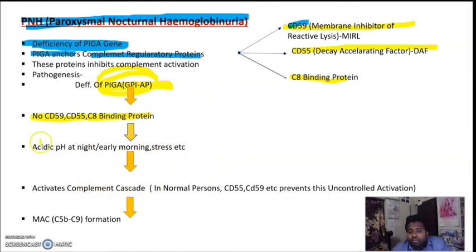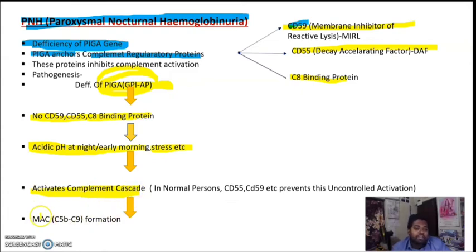So what happens late at night or during early morning? Blood pH sometimes reduces. That can activate your complement system, or stress, infection and other factors can activate your complement system. So there will be no CD55 and CD59 to prevent this, and the complement cascade will not be inhibited.